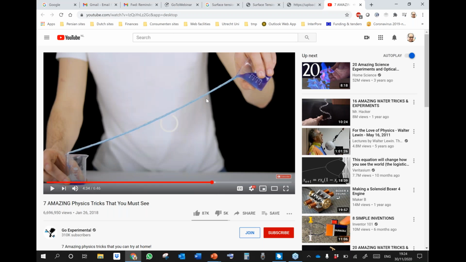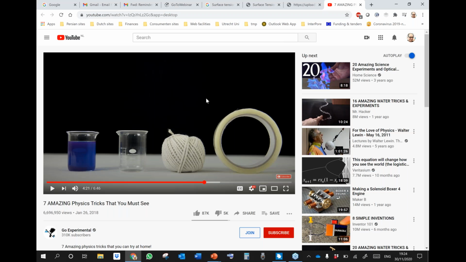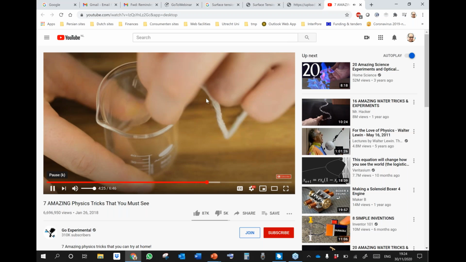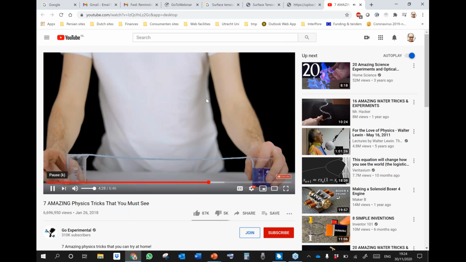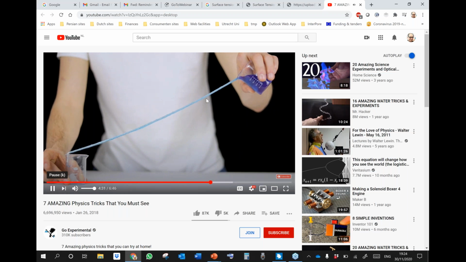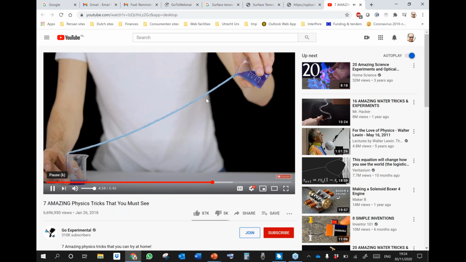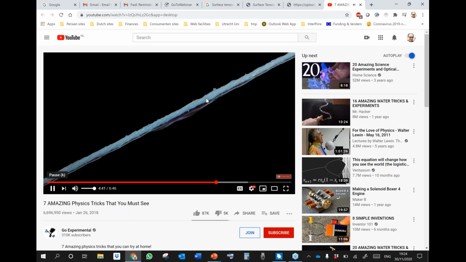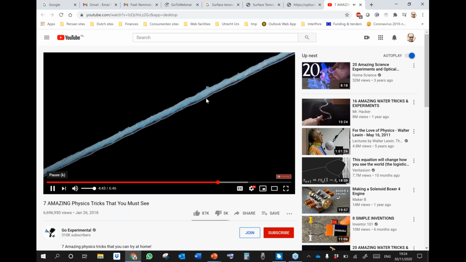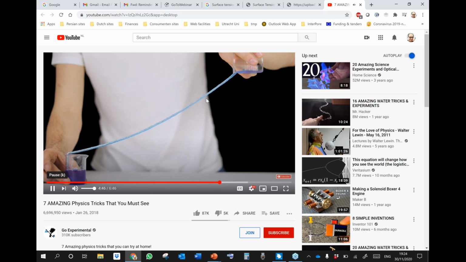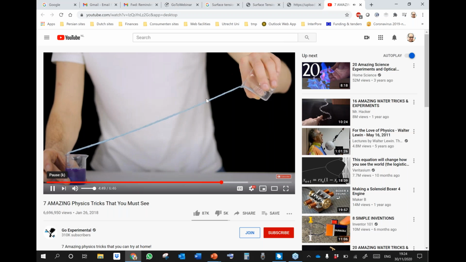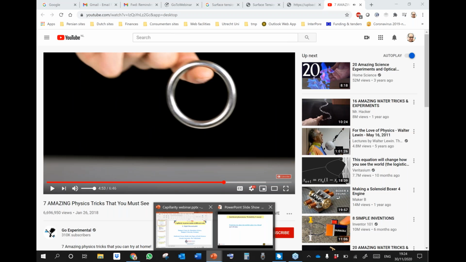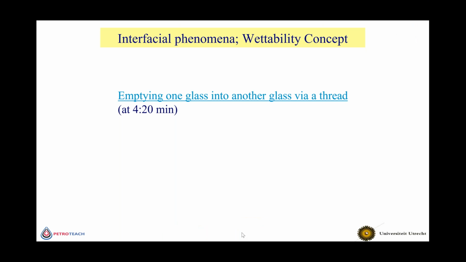Okay, so we have two glasses. One of them is empty. The other one has some liquid in there. And we want to empty one liquid into the other glass via the air. As you can see, the liquid is emptied into the air, but of course it is emptied through that thread. And it just stays on that thread against gravity and is emptied into the other glass. And why is that? Because that thread is very hydrophilic and therefore doesn't let the water leave that thread.